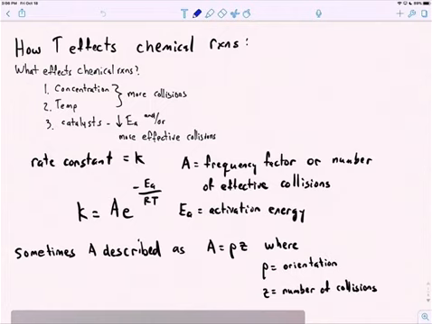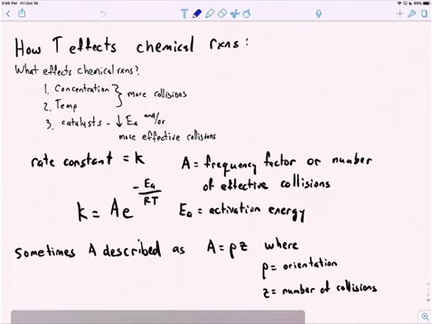Okay, so this is the Arrhenius equation. We have k = Ae^(-Ea/RT). k is the rate constant. A is known as the frequency factor, or the number of effective collisions. So remember, collisions that happen between atoms and/or molecules, and the effective ones. And that's multiplied by e to the minus Ea over RT. Ea is the activation energy.